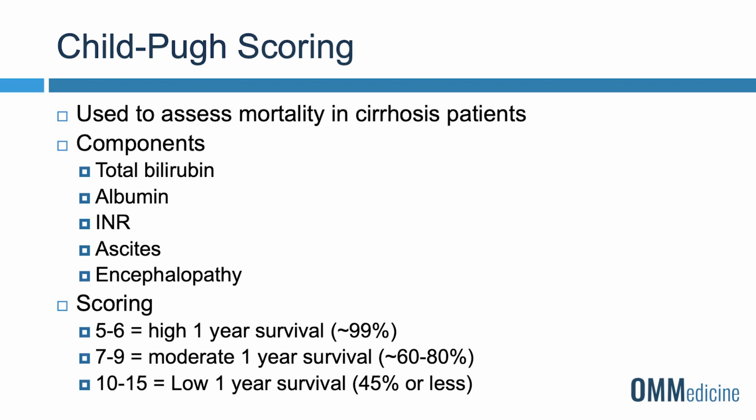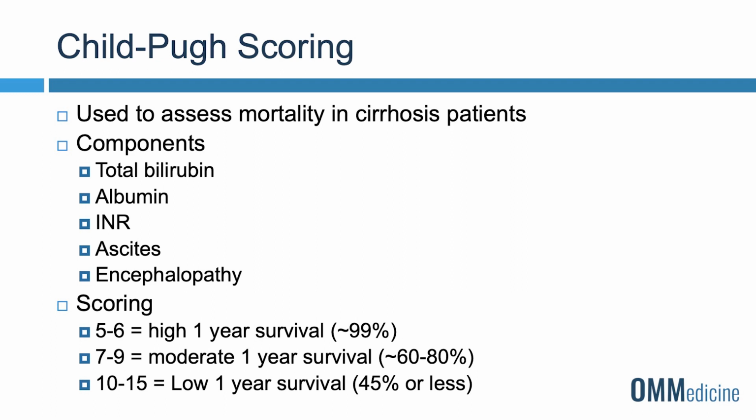The next scoring system we'll talk about is the Child-Pugh Score, which is going to be used to assess the mortality risk in cirrhotic patients. This is somewhat similar to the MELD scoring system, however it uses different criteria. So the components for the Child-Pugh score are going to be the total bilirubin, the albumin, the INR, if the patient has ascites or not, and then whether there is the presence of encephalopathy.